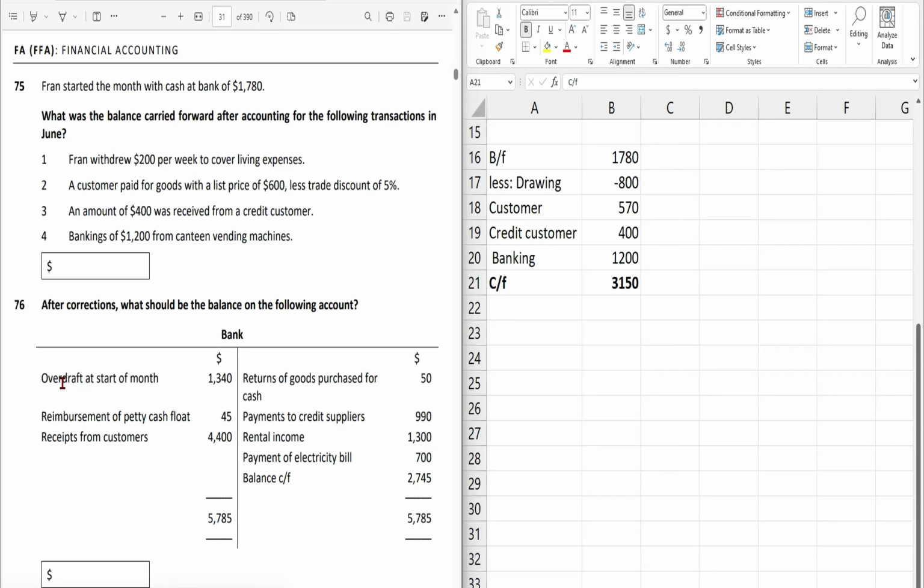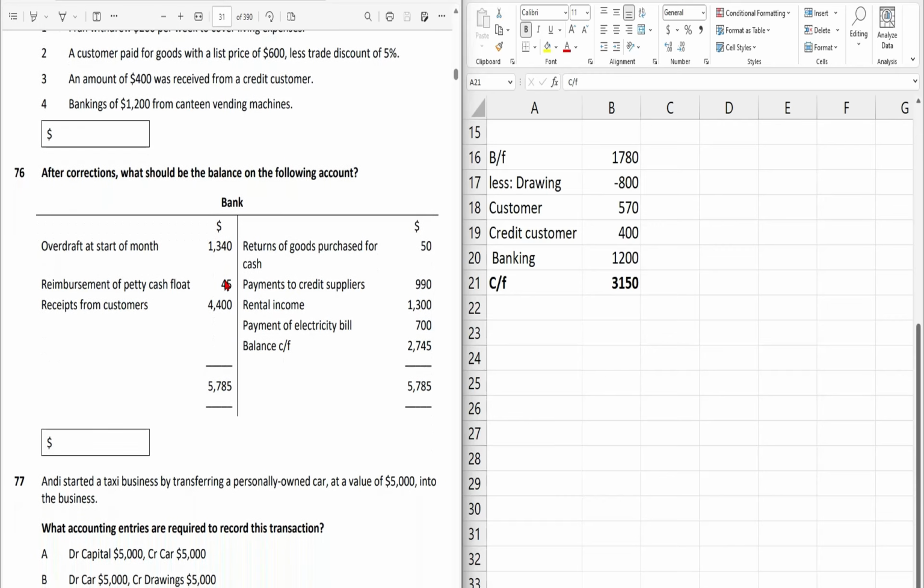Being a bank account, it will be on the debit side. On the credit side, we will only have the drawing because it is reducing our bank balance. So this is all about the calculation. Okay, then next we have, after correction, what should be the balance on the following account? What correction did they make? Overdraft at the start of the month. Okay, so they have made a few mistakes here, and we need to find out what the correct balance will be after correcting all of the items, right?